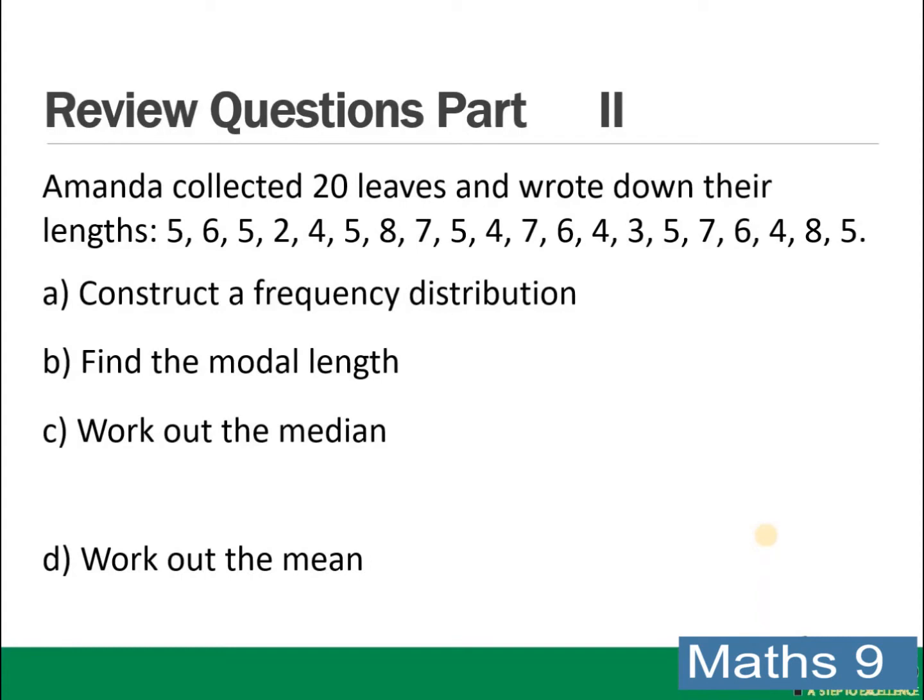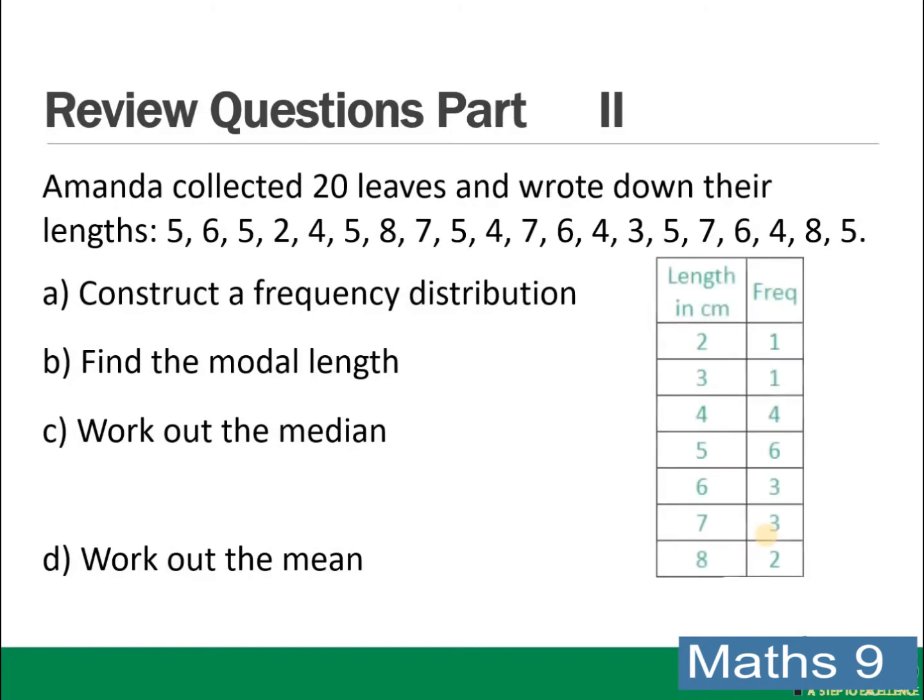Here's the answer. For the frequency distribution, we want to create a frequency table like this, that has the lengths here and the frequencies here. The modal length is 5 centimeters because that occurs 6 times, so that's the most common.